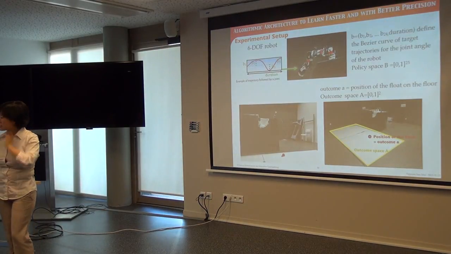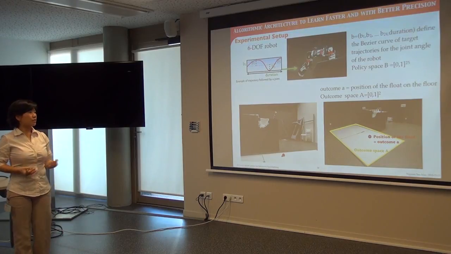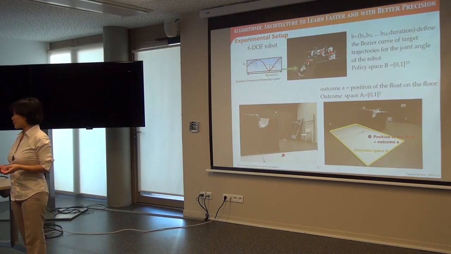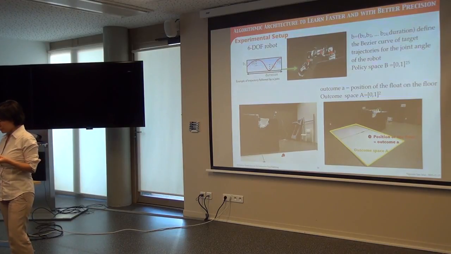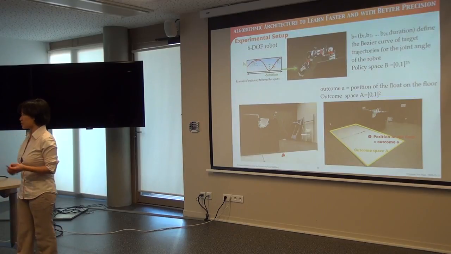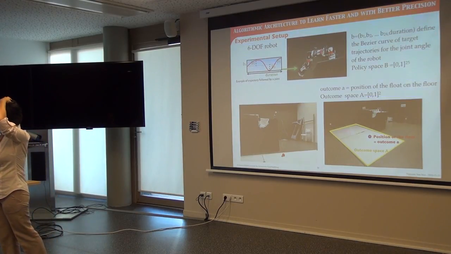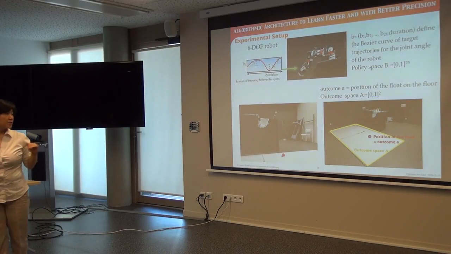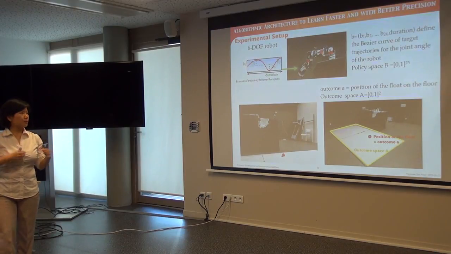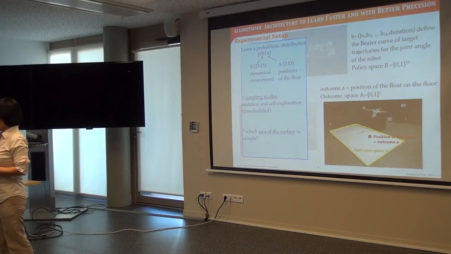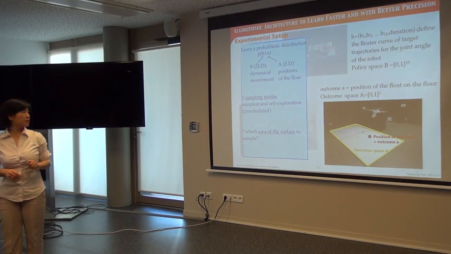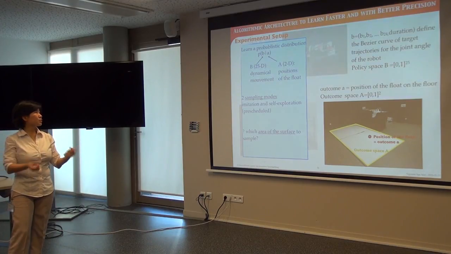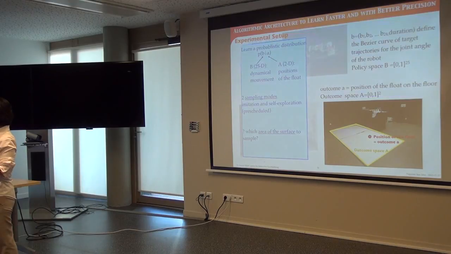So we use the 6-degree-of-freedom robot arm, which is controlled by 25 dimensions. These 25 parameters define the Bezier curve of the target trajectories, which is the target trajectory for each PID controller of the motors. This means that the policy space is 25-dimensional, and the outcome space is the surface on the floor, which is a 2-dimensional space. So we are learning a probabilistic distribution P of A given B. So given a position of the float, which dynamic movement should you perform to reach it?